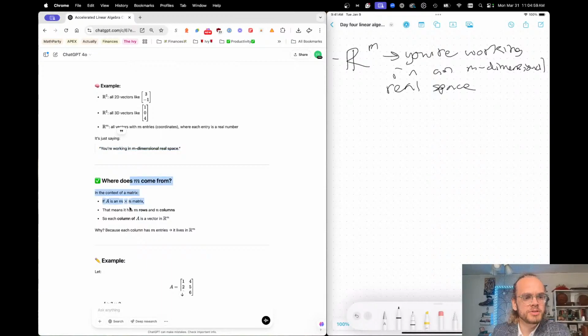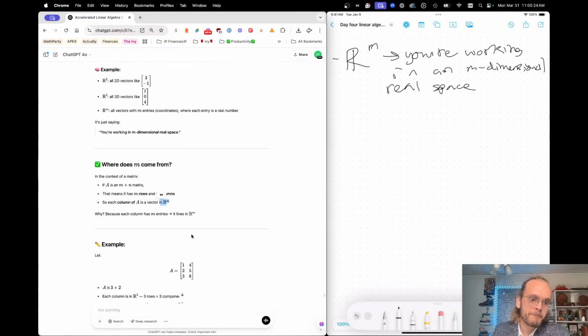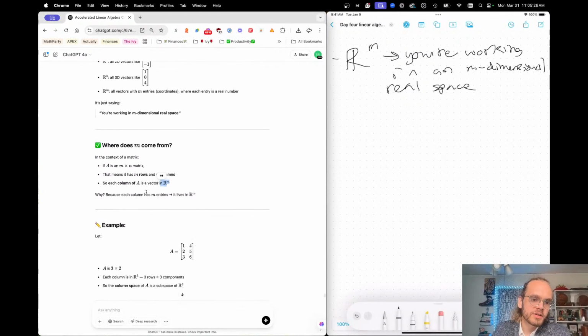So in the context of a matrix, if A is an M by N matrix, we always go rows by columns. Each column of A is a vector in R^M, in an M-dimensional real space. That's what R^M means. Each column of A is a vector in M-dimensional real space. Okay, this is starting to click a little bit.